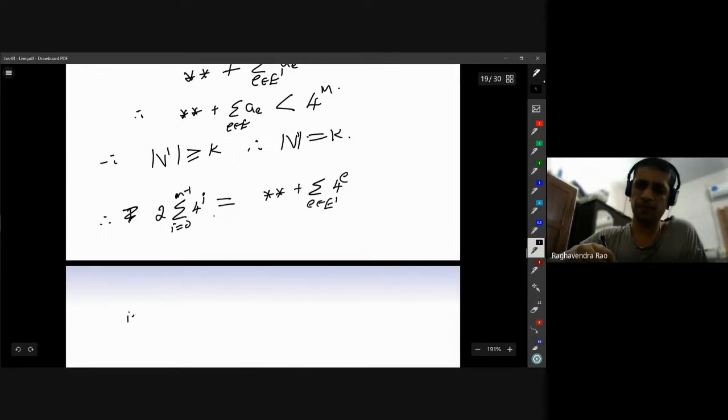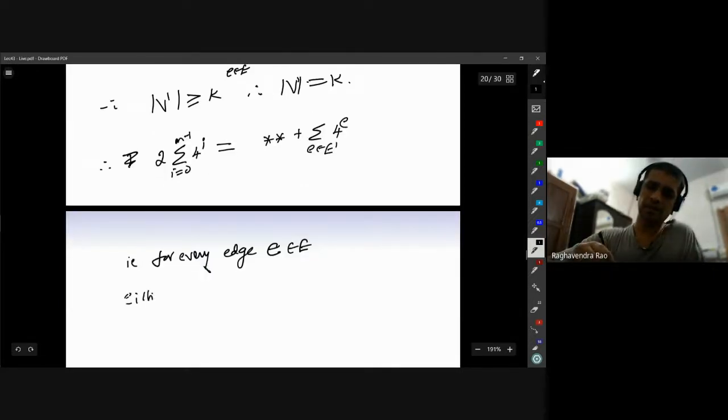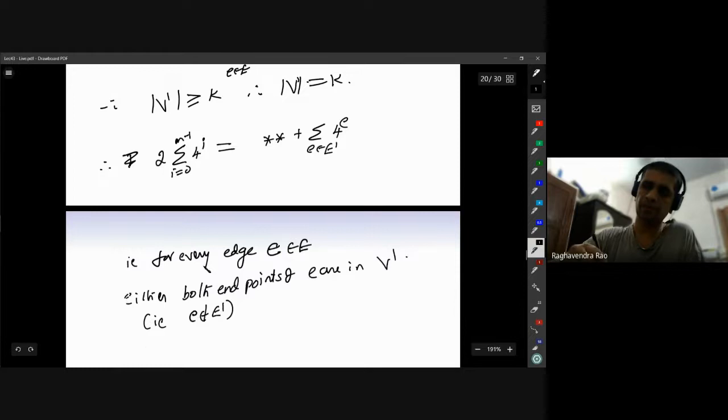So that is, for every edge e in E, either both endpoints are in V prime, that is e is not in E prime, or e is in E prime.